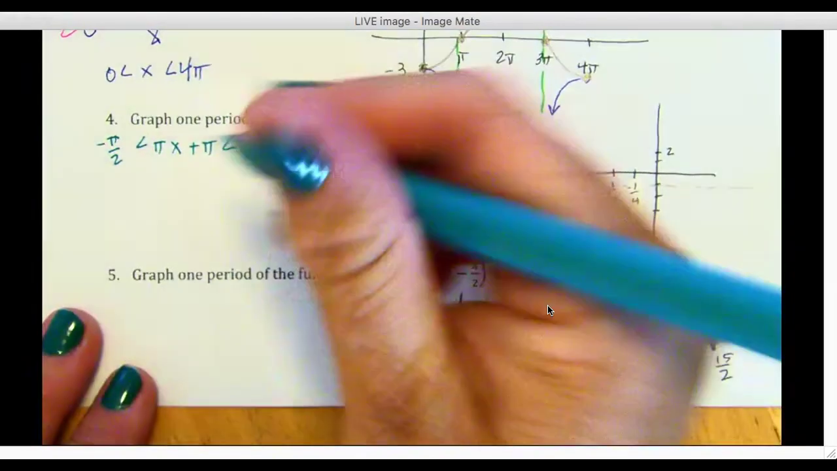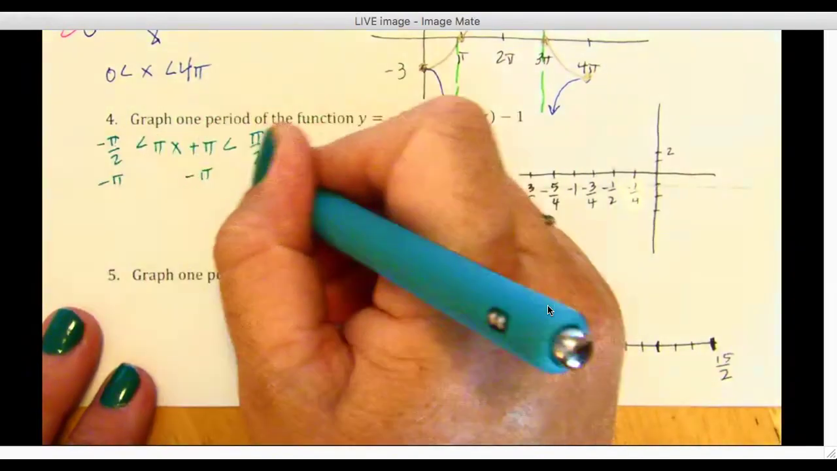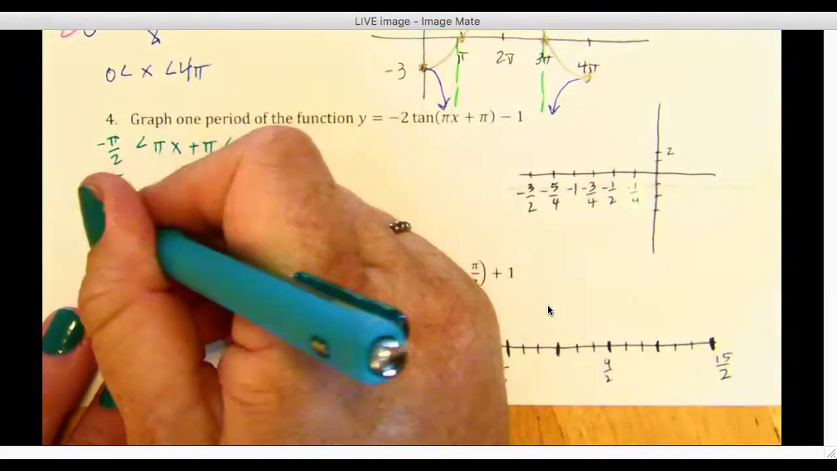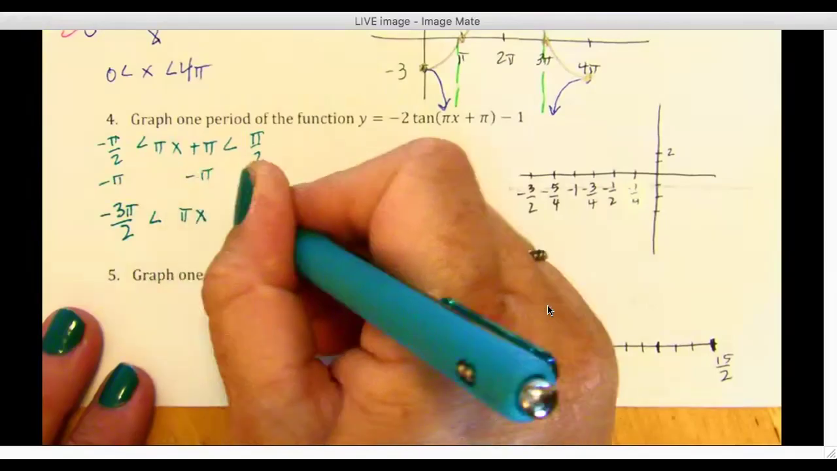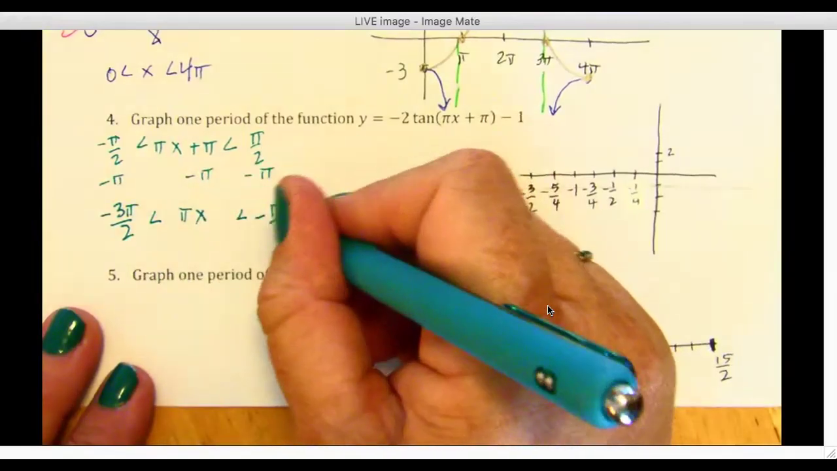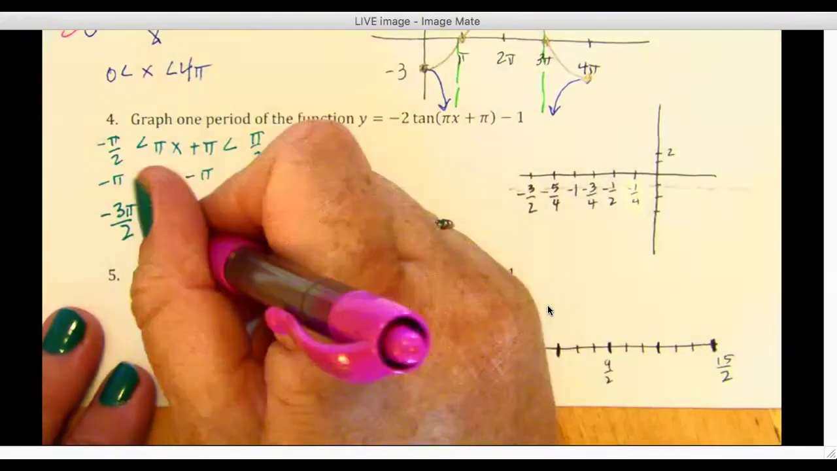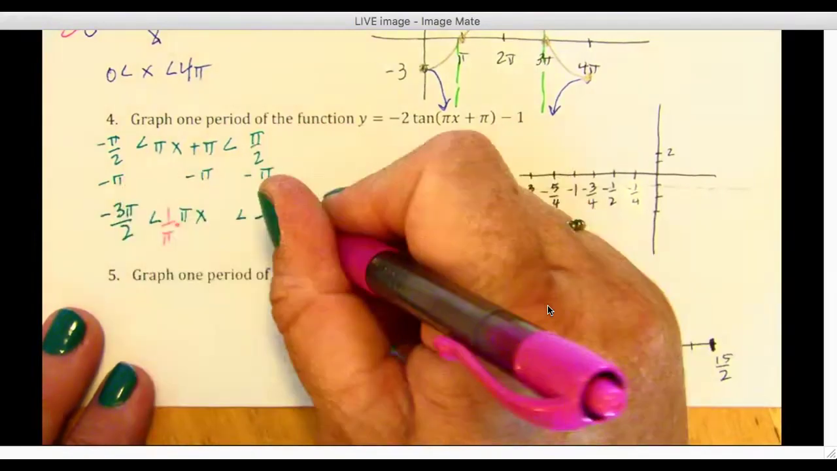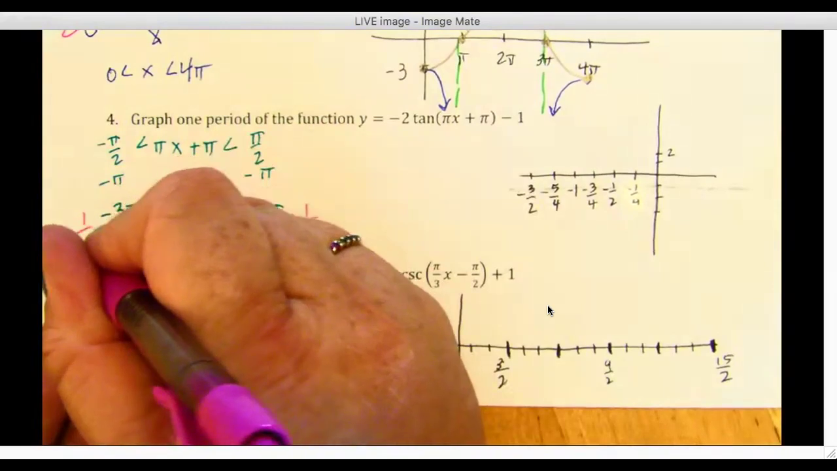So subtracting pi, we end up with -3 pi over 2 ≤ pi x ≤ -pi over 2. And then to get rid of this pi next to the x, I can either divide by pi or multiply by 1 over pi. And that'll be a little bit easier on the outsides here to see it simplify.